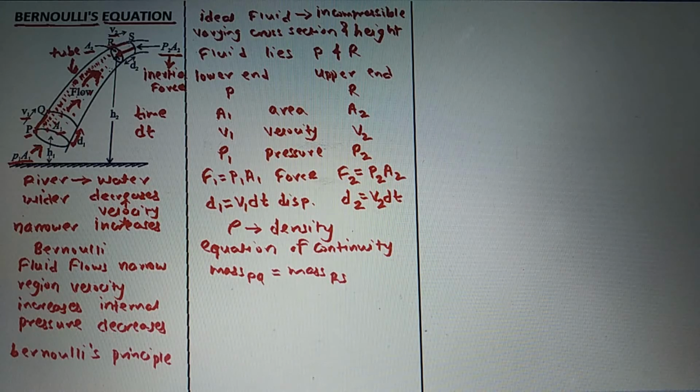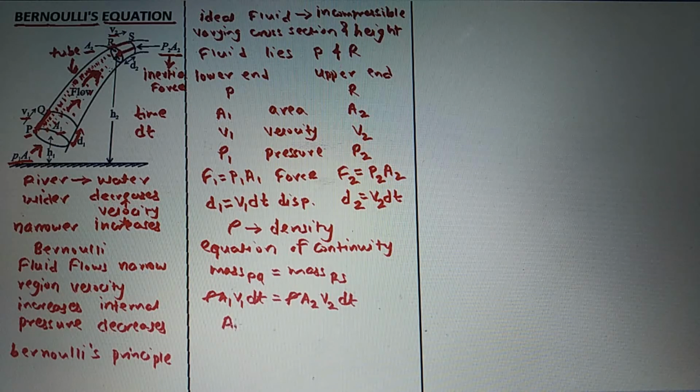See in this diagram, this is section RS which is at the upper end here, and this section PQ which is at the lower end. So the mass of the fluid in section PQ is equal to the mass of the fluid in section RS here. So we can write here the mass of the fluid in section PQ, that will be density of fluid rho into A1 into V1 dt here is equal to mass of the fluid in section RS as rho, that is density, into area A2 into velocity V2 into dt. So this rho that is density on both sides will be cancelled here.